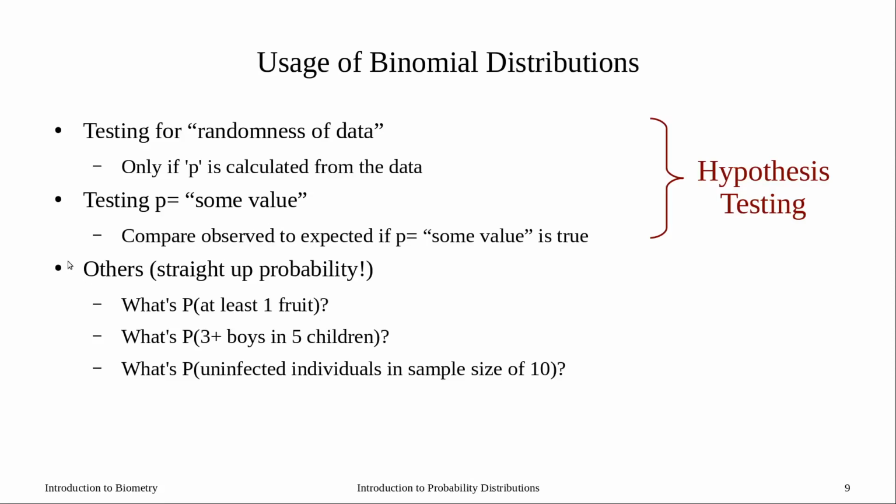The other way, and the way in which we'll use this binomial distribution for this next exam, is to calculate straight up probability. So this is just basically to give you practice calculating and using the binomial distribution. For example, I could ask you, what's the probability that we get at least one fruit on our cactus? I could ask you, what's the probability of getting 3 or more boys if we have 5 children? Or I can ask you, what's the probability that we have all uninfected individuals in a sample size of 10? These are all just basic probabilities that we will use the binomial distribution to calculate.